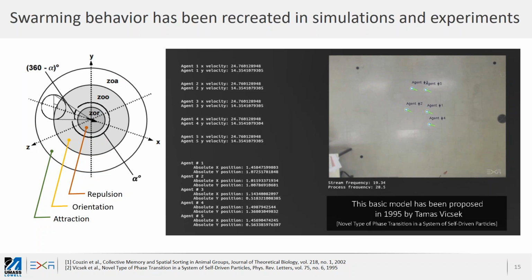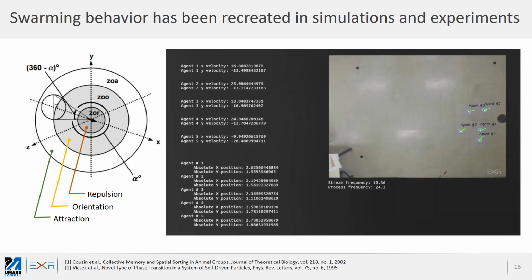And again, it's using the simplest rule. If you're in my zone of orientation, I will change my heading to be the same as the average heading of my neighbors. So this is something that we've demonstrated in simulation and in the lab. So we are able to recreate some kind of emergent dynamics.